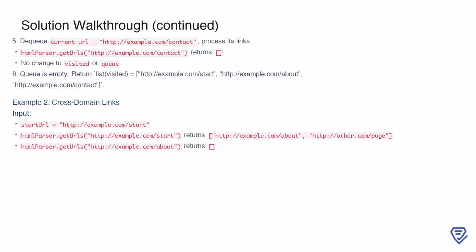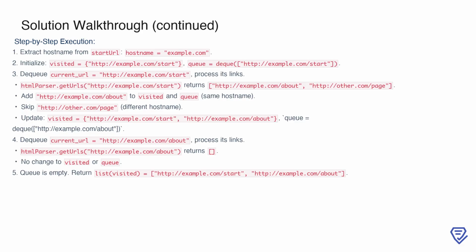The algorithm then returns the list of visited URLs, which are http://example.com/start, http://example.com/about, and http://example.com/contact. This demonstrates how the algorithm effectively crawls all pages within the same domain while avoiding duplicates. Now, let's consider a more complex scenario involving cross-domain links.